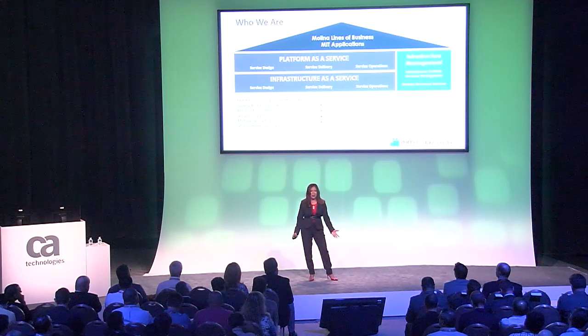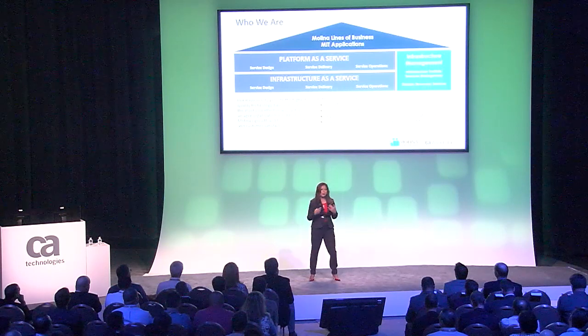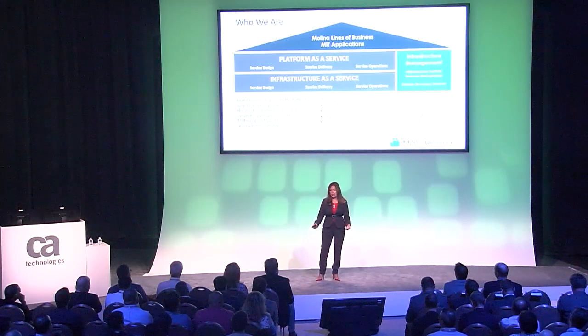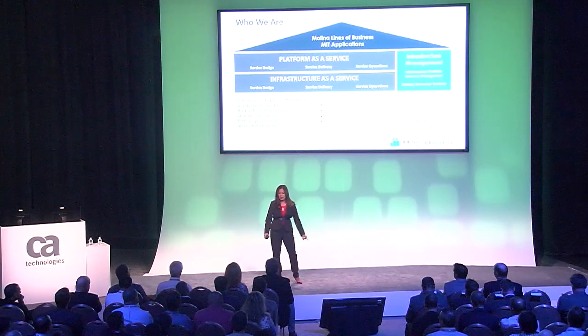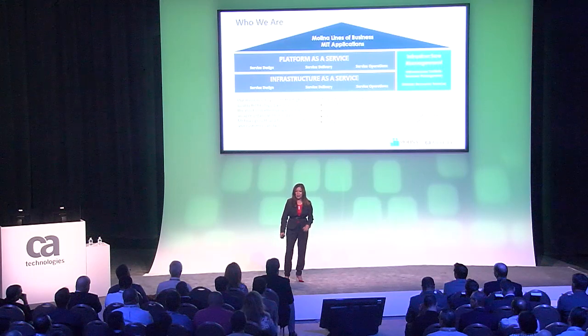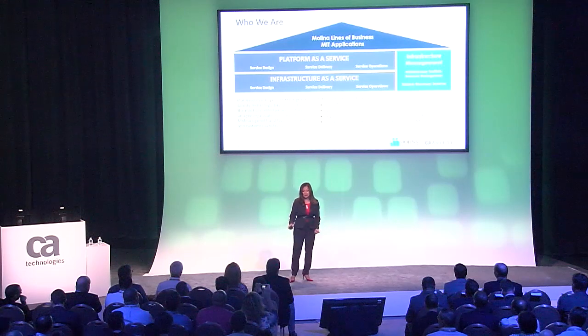So now we don't have a group that does only server, a group that does only storage, or a group that just does network. We actually transformed ourselves to be our own private cloud provider to our lines of business. So on the infrastructure side, I have a service design team, a delivery, and operations. Then we go up to the second layer on the platform side. We also did design, delivery, and ops.